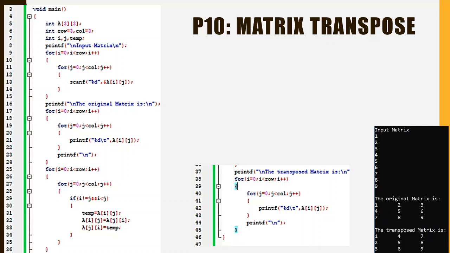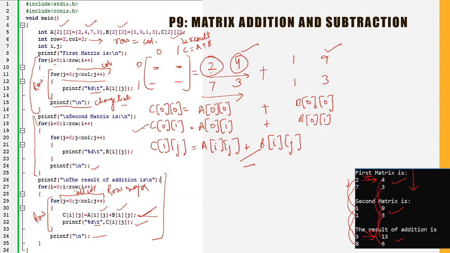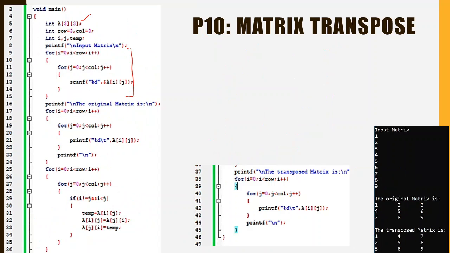Now let us do the transpose of a matrix. Here we will also take the matrix as input, because this is what we require. Okay, so this is the loop. Here we have only declared the matrix. We have not initialized it like we did here. This was the initialization of the matrix that we performed. But here we have only declared the matrix of 3 cross 3.